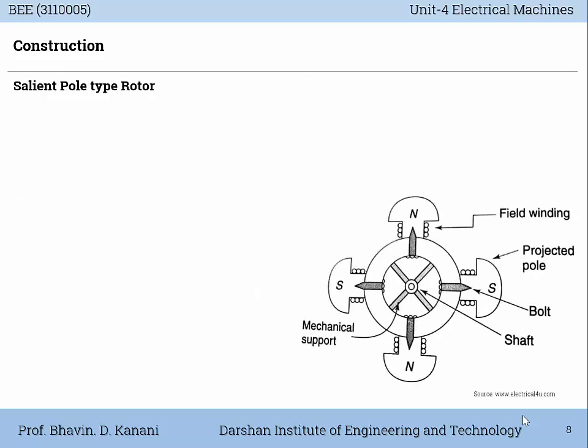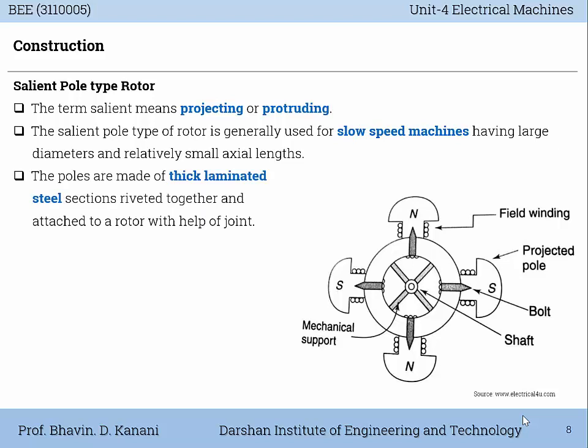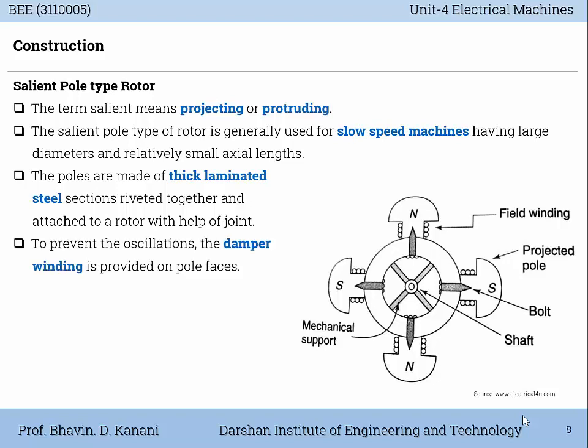Now the construction of salient pole type rotor. You can very well understand by this diagram. The term salient means projecting or protruding. The salient pole type of rotor is generally used for slow speed machines having large diameters and relatively small axial lengths. The poles are made of thick laminated steel sections riveted together and attached to a rotor with help of joint. To prevent the oscillations, the damper winding is provided on pole faces.